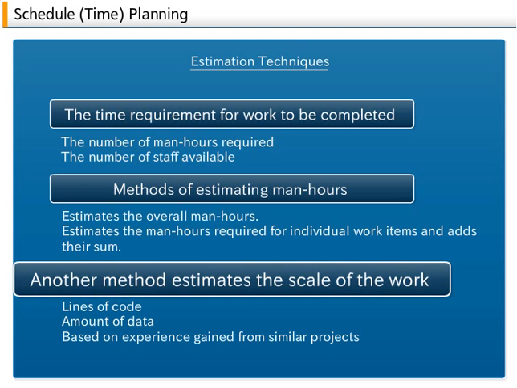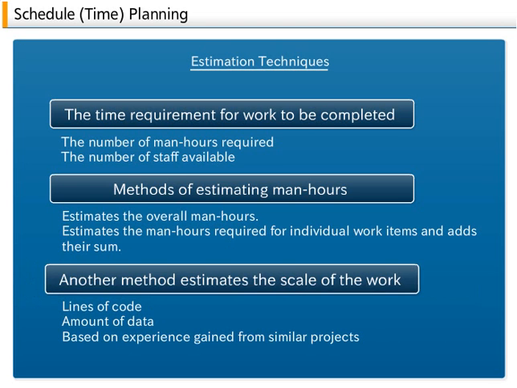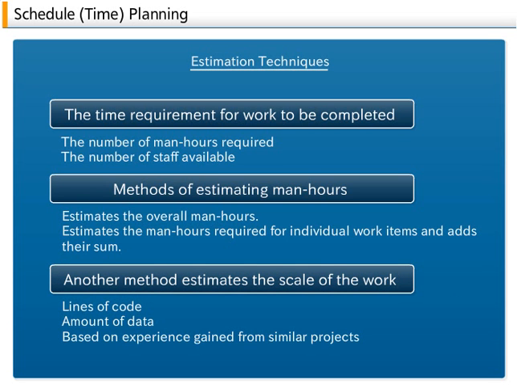Another method estimates the scale of the work based on lines of code or amount of data, which is then correlated with work productivity data to calculate the number of man-hours required for completion. The scale of the work, which acts as a basis for this calculation, is often estimated based on experience gained from similar projects in the past, but there are several methods to do this.